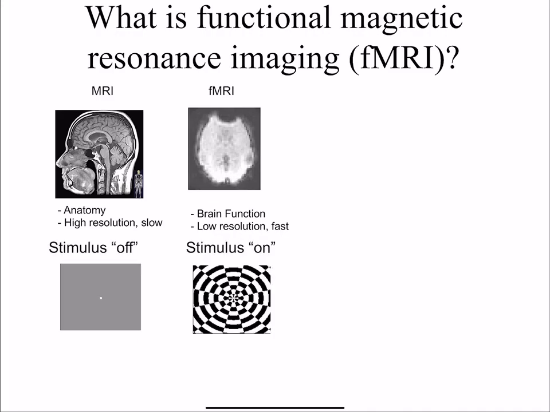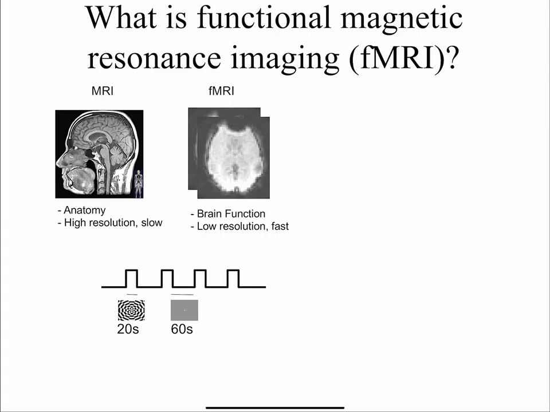Typically we'll acquire a sequence of images, and in this case, during some of the images we'll have no stimulus, and then maybe we'll turn on some stimulus for some images and then turn it off again. That's represented here where, for example, you might have 20 seconds of flashing checkerboard, be off for 60 seconds, and then do another 20 seconds. So this is a very simple design.